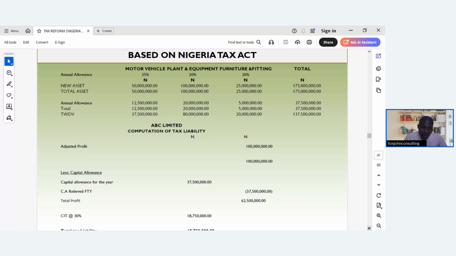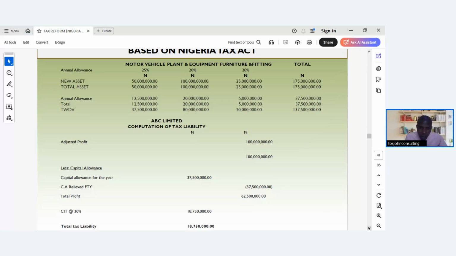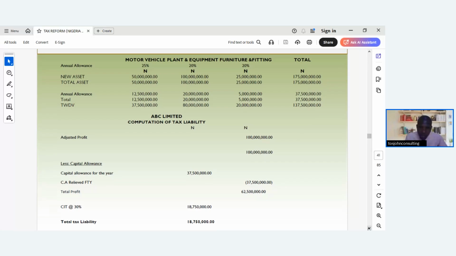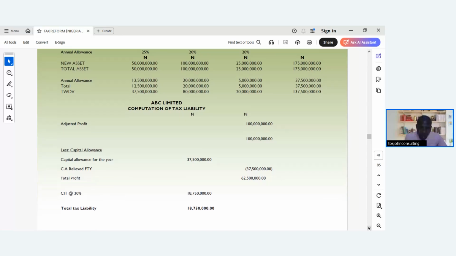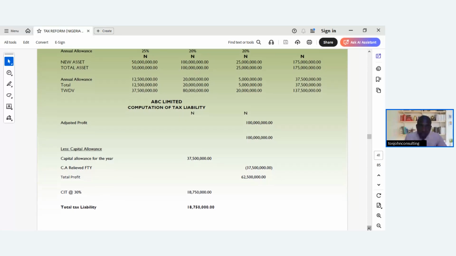So that's difference of 8,750,000. And this is the action of the annual initial allowance being removed, which will no longer be available for tax deduction or allowance. So look how we have 18,750,000 as compared to 10 million under CITA. So company will be paying more if they are pulling more transactions for next year on 50 million and above.